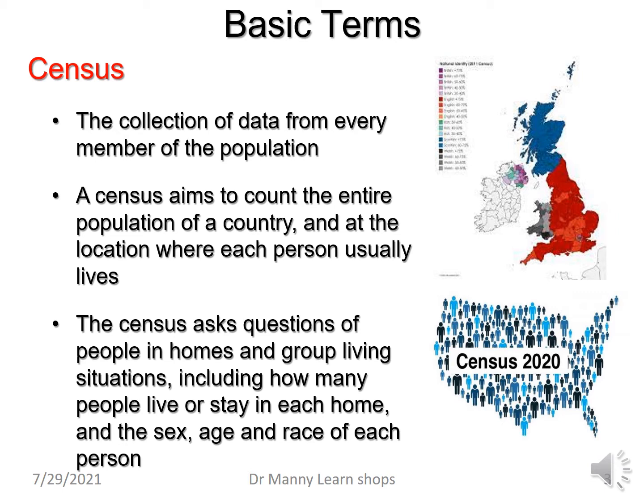Okay, basic terms that you need to be familiar with are census. And census is just the collection of data from a member of the population. And the aim of a census is to count the entire population of a country and at the location where each person usually lives. The census asks questions of people in their homes and group living situations, which includes how many people live or stay in each home and the sex, age and race of each person. That's census.